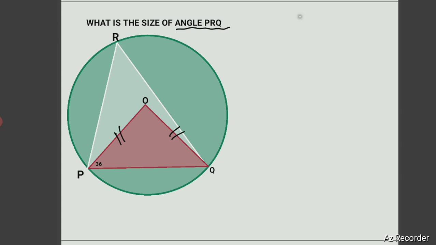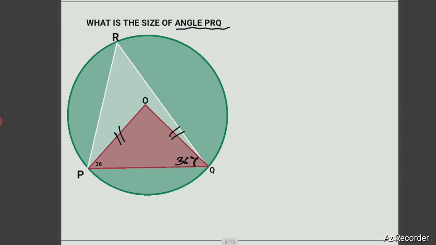And what are the properties of an isosceles triangle? The property of an isosceles triangle is that the base angles are equal. If this is theta, this also will be theta, because that is the property of an isosceles triangle. So since the base angles of an isosceles triangle are equal, here will also be 36 degrees.